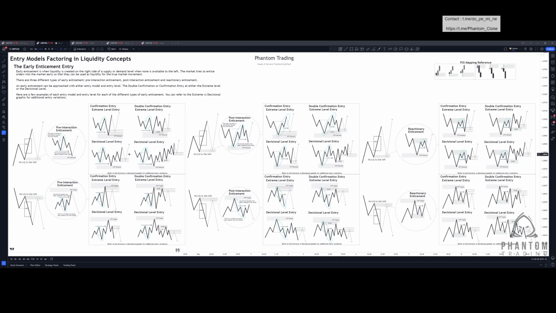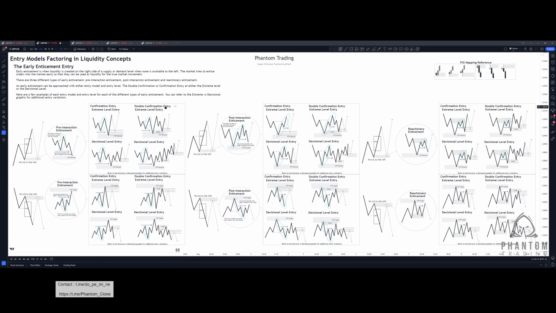One thing to note as well, because the extreme has actually taken liquidity, the decisional doesn't necessarily need to take liquidity. And again, refer to the extreme versus decisional graphic and video for additional entry variations, as this video would take ages to film, as well as there would just be far too many different entry scenarios that could take place. This video just conveys a couple brief examples just to get your mind framed in the right direction.